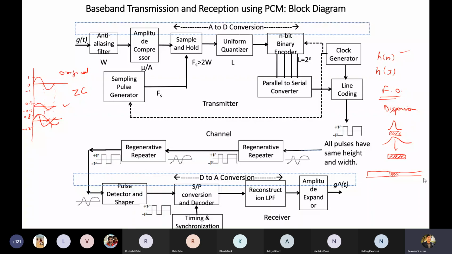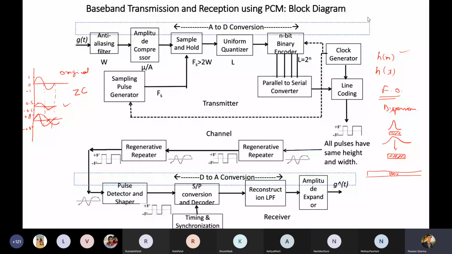For the signaling format. Okay, sorry for interruption. And then we are doing the back conversion, digital to analog conversion, using reconstruction filter and then amplitude and then expander. Because we have used the compressor here, we have to use decompressor in the last.